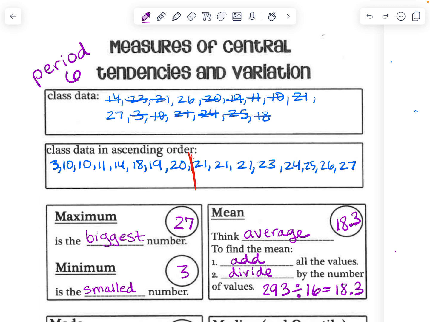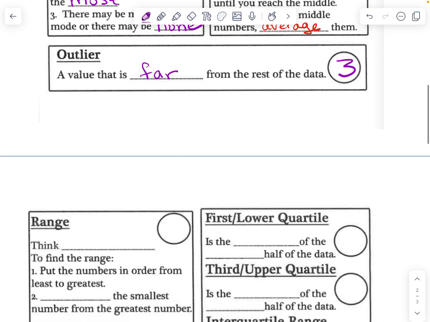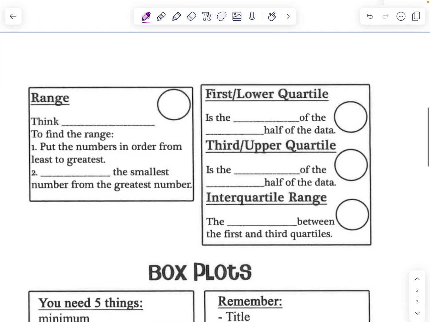So we'll be referring back to the data collected in the cup stacking competition in period 6 this school year to answer these questions. So the first is the range. We need to find the difference between the largest number and the smallest number. So we're going to think of range as distance, which is what that word means in a non-math context.